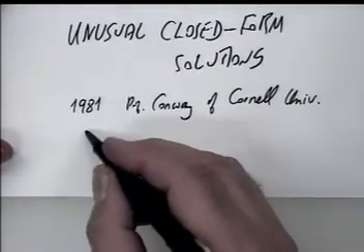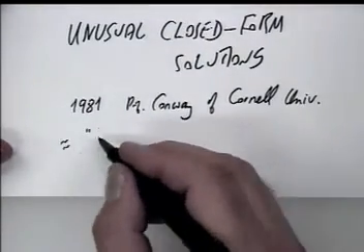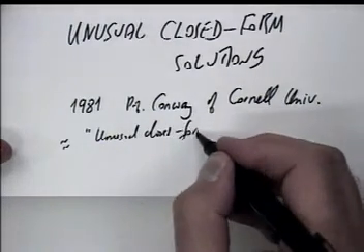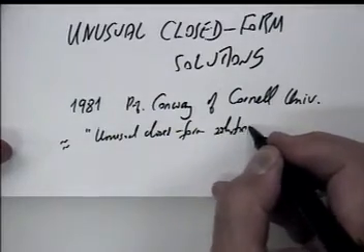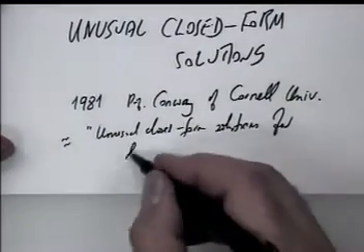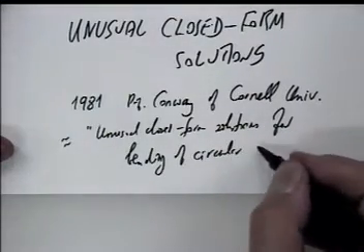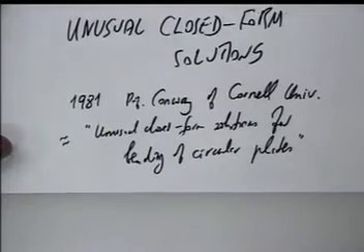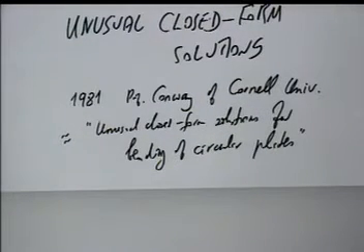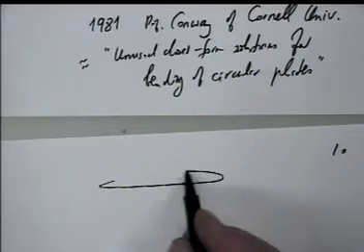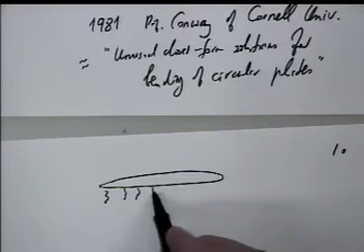published a paper called Approximately Unusual Closed Form Solutions for Bending of Circular Plates. Okay? He called it unusual. Why is it unusual? What did he do? So he took a circular plate on, I think, an elastic foundation.